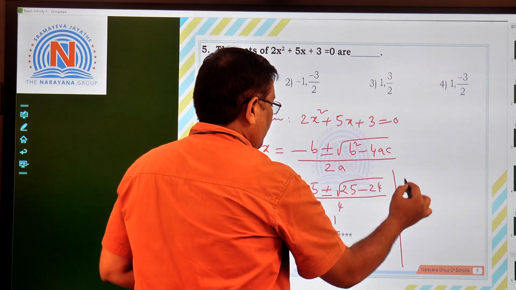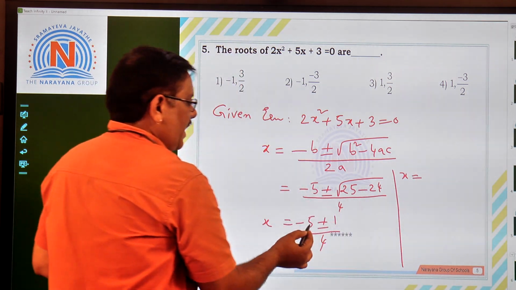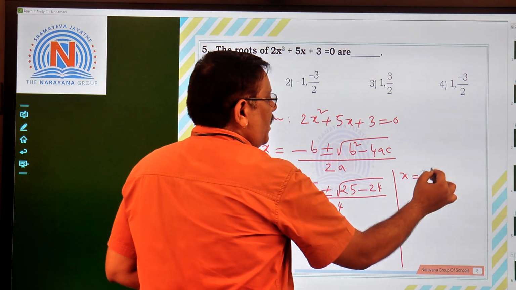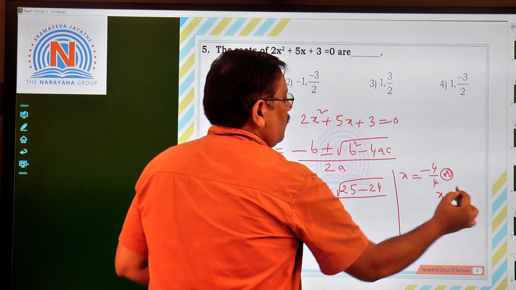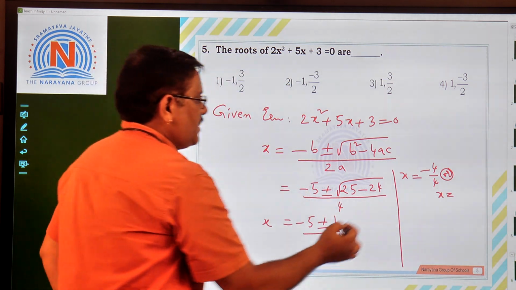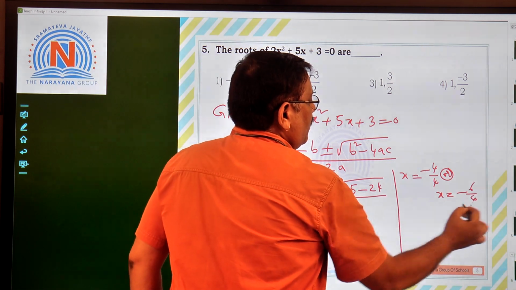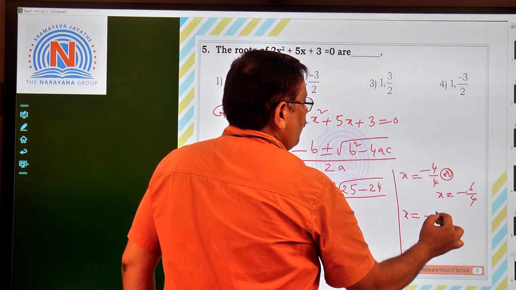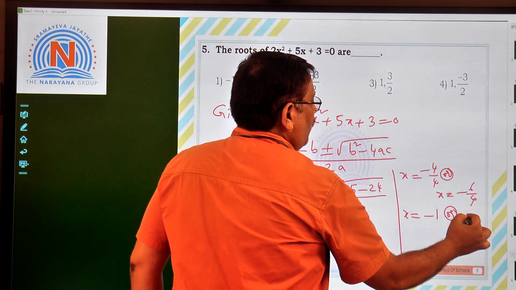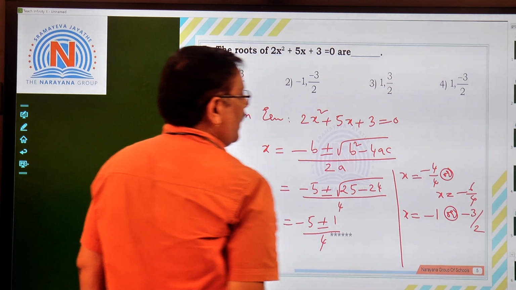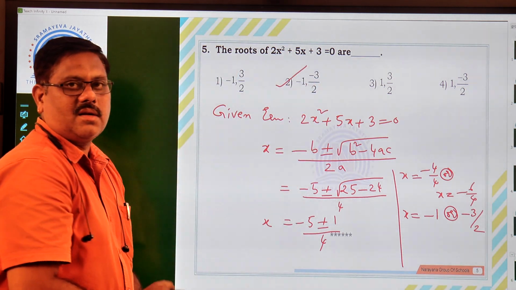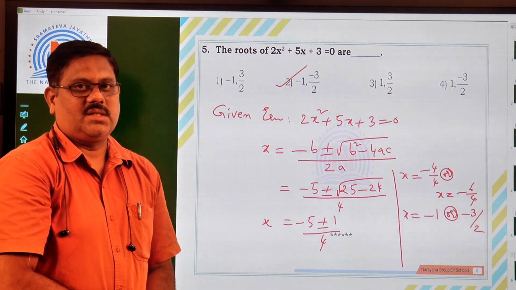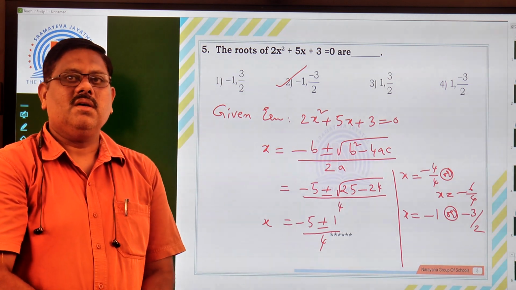Therefore, if you take the two values, x is equal to minus 5 plus 1, that is minus 4 upon 4, or x is equal to minus 5 minus 1, that is minus 6 upon 4. So x will take the values minus 1 or minus 3 upon 2. So the second option is the right answer for this particular question. Okay, that is the end of this assignment. We'll see you tomorrow.